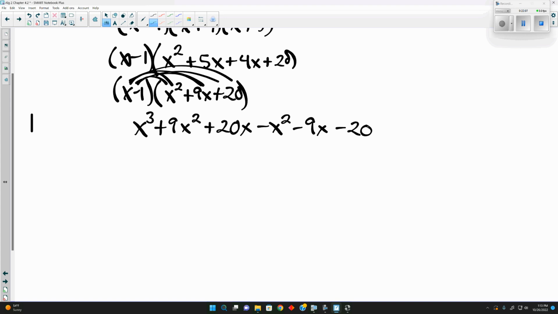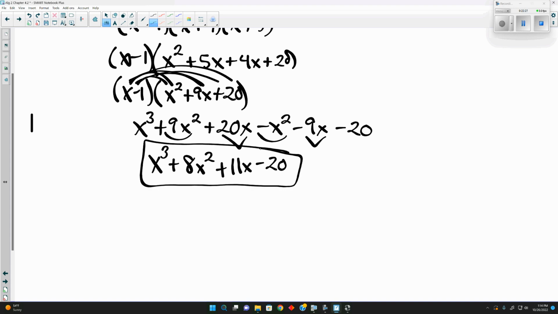Combine like terms, so we would have x cubed. We have 9x squared and negative x squared, which is going to be plus 8x squared, yes. We have 20x minus 9x is plus 11x, and then we have minus 20. And that's it. Questions on any of this here?